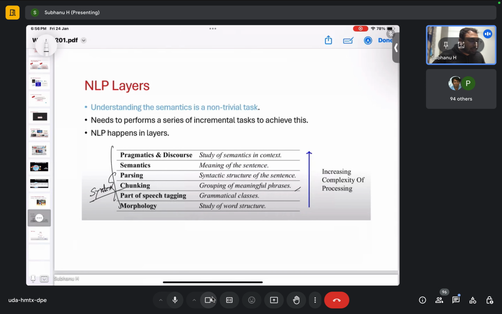Another is discourse, that means processing of a sequence of sentences. So this is the upper-most level of the NLP layers.